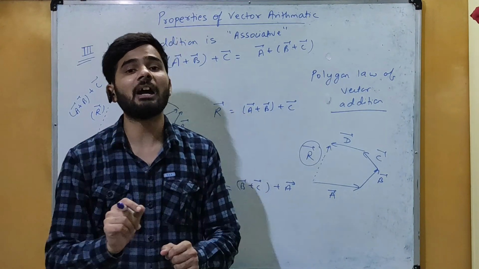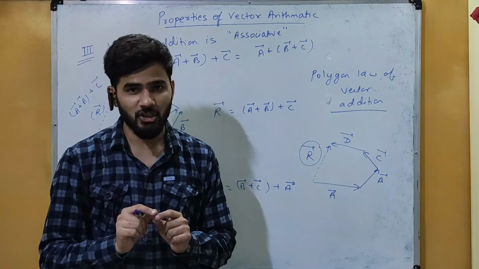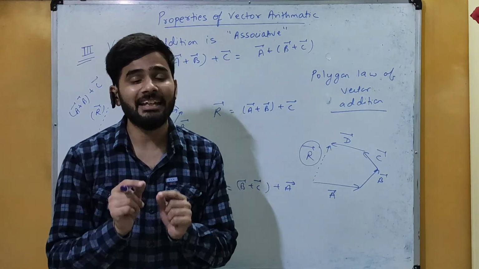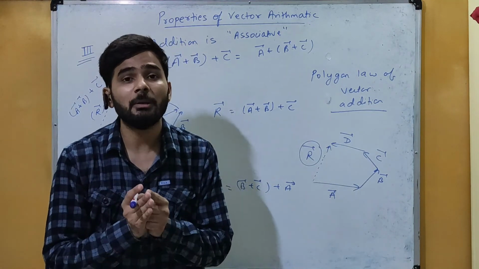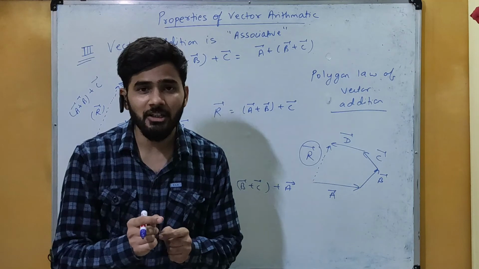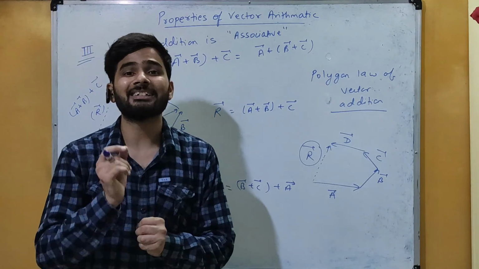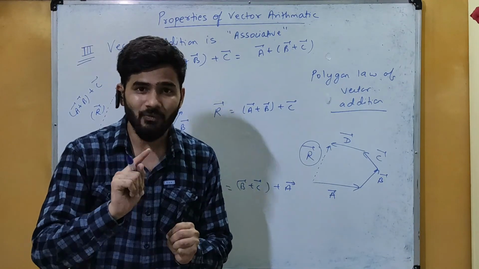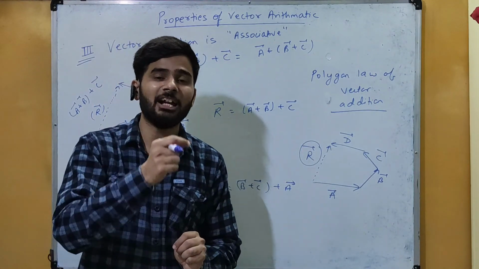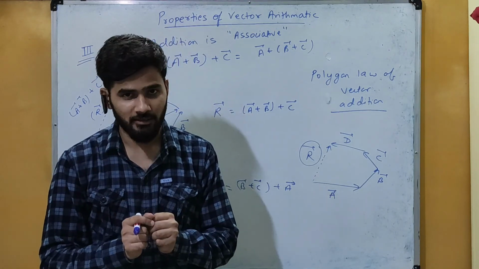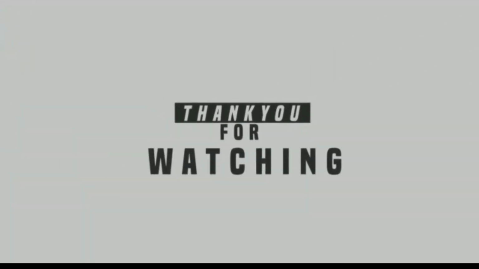So it states that if we have a number of vectors that are acting on a particle which are represented in magnitude and direction, okay, and they all are taken as the sides of a polygon taken in the same order, then the resultant one will be the closing side of that polygon taken in the opposite order. अगर आपको ट्राइंगल लॉ अच्छे से समझ में आया है तो पॉलीगन लॉ ऑफ वेक्टर भी आसानी से समझ में आ जाएगा. इसके अंदर क्या है, सभी जो वेक्टर्स हैं they are in the same order and the resultant one will be the closing side, the last side of the polygon, which is taken in the opposite order. So this is all about the properties of vector arithmetic.